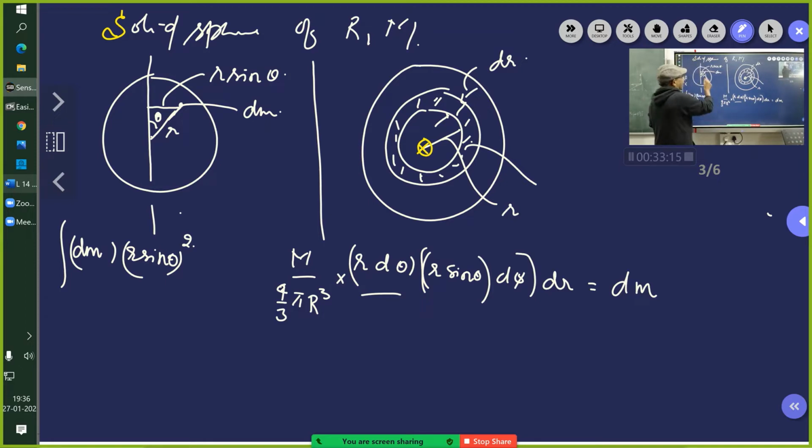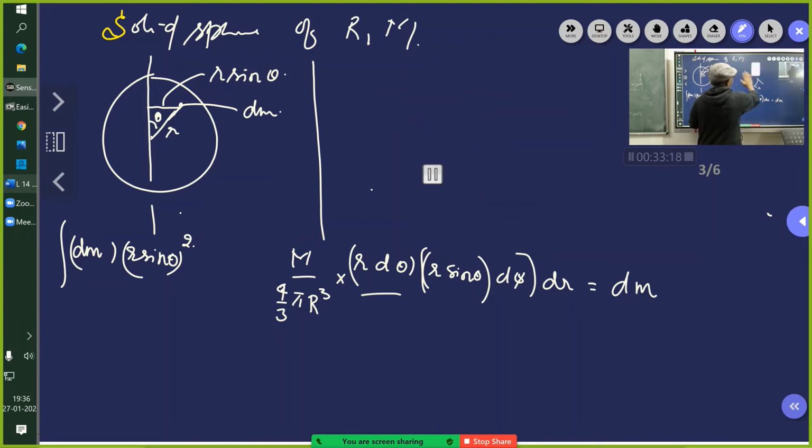See, again you forget this. Forget this. You look at this diagram. See this element here. This element I am seeing. Don't refer to the other diagram, this diagram. Okay, got it? See, this one is dr. It is dr. Okay.